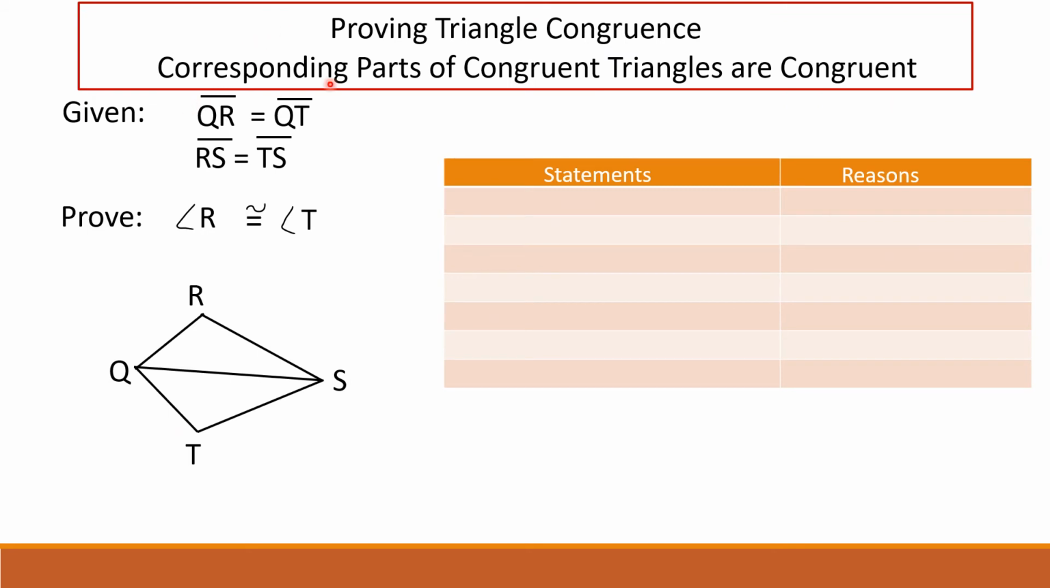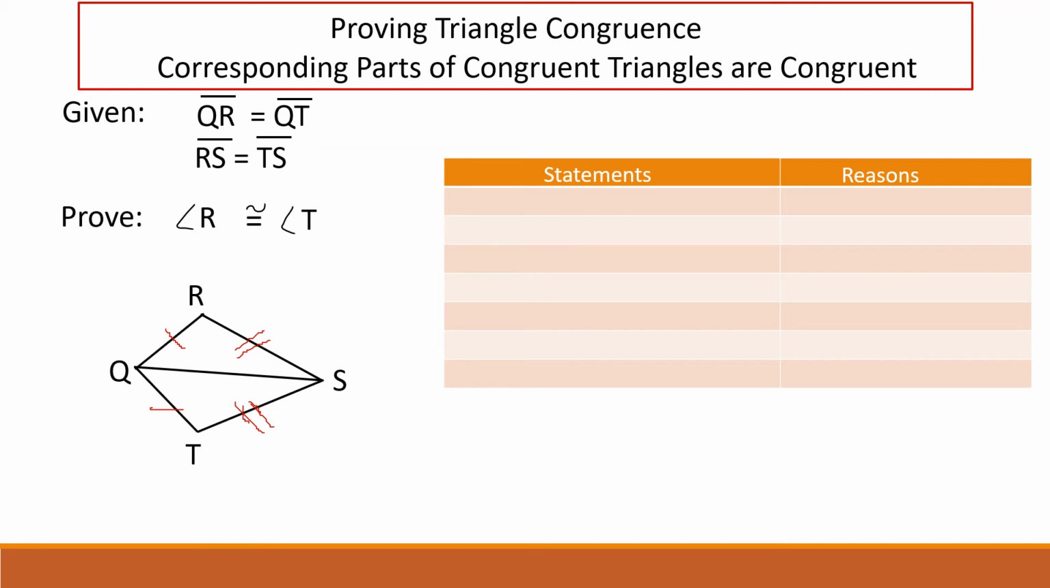Here, we're asked to prove that corresponding parts of congruent triangles are congruent. So it means that we need to prove first that the two triangles are congruent before we prove that their corresponding parts are congruent. We need to prove that angle R is congruent to angle T. Now, look at the given. We have already QR is congruent to QT, and RS is congruent to TS. Which means we already have two pairs of corresponding sides that are congruent.